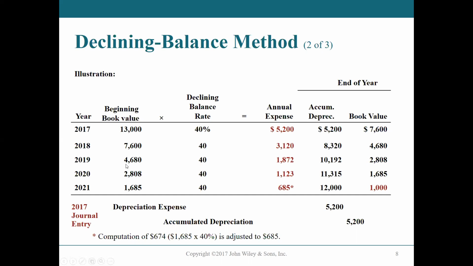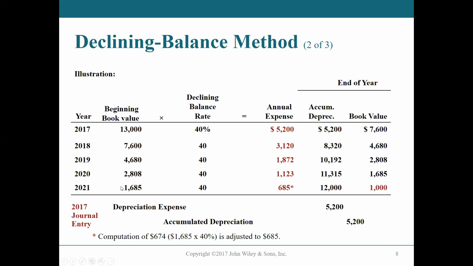We carry that forward to be the beginning book value for 2019, multiply it by the rate to get the expense, add that to the accumulated depreciation from last year to have our total accumulated depreciation, and subtract that from the cost to give us the book value at the end of the year. We repeat that process until we get to the last year.